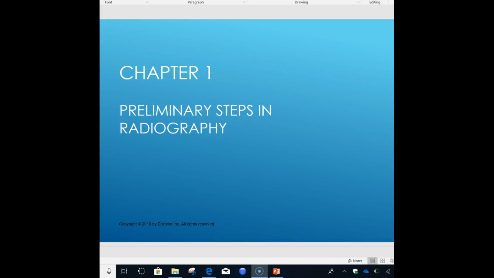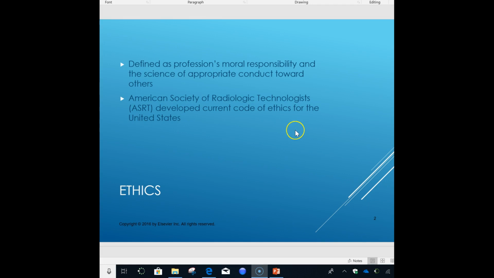Hello, I wanted to review Chapter 1. I know we went over it in class today, but I want to hit on some parts that I feel are going to be very important. So, first chapter is preliminary steps in radiography.